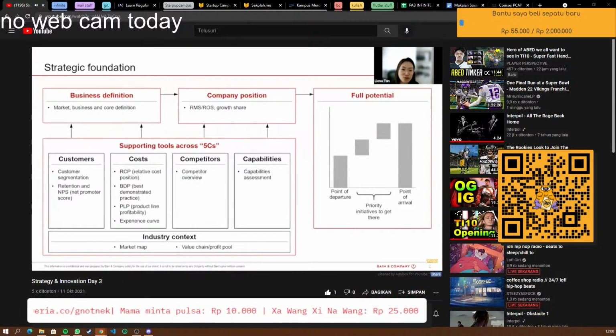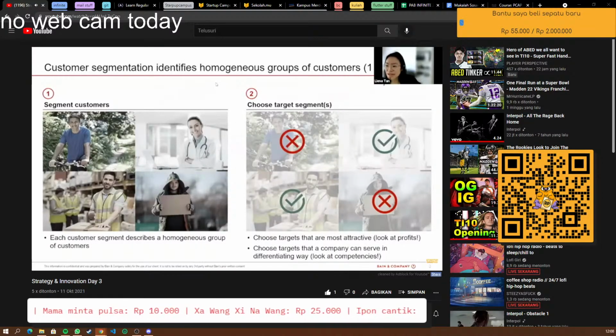I think you guys talk about Gojek, you talk about Tokopedia, but here really what we are saying is customer segmentation is really to understand who are your target segments, right? There will always be different types of customers, but when you choose your target segment, you want to look at those that are most attractive, right? That can generate the highest profit, and also those that you can serve in a very differentiated way, right?